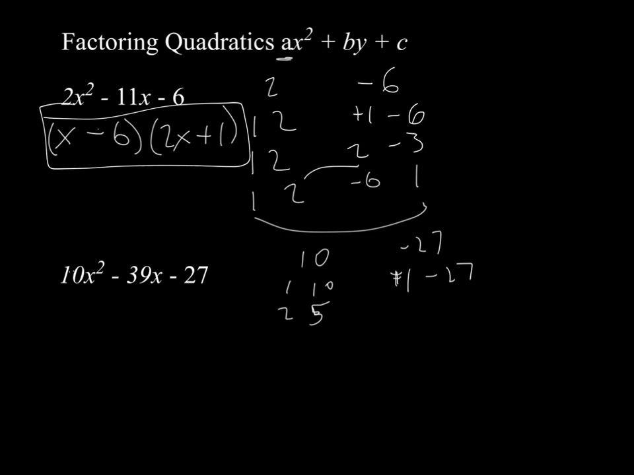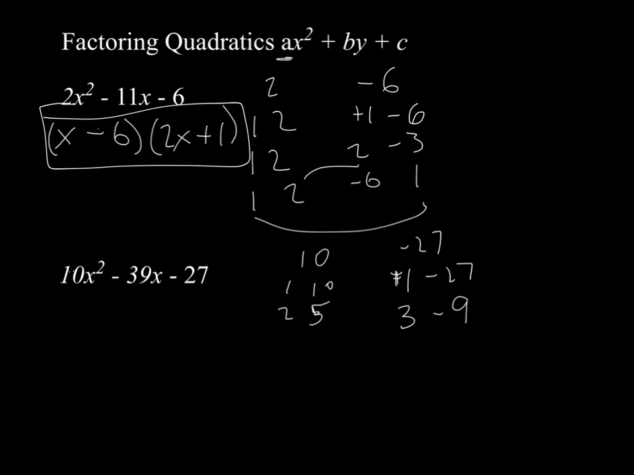Then we have 2 doesn't go in. 3 goes in. 3 times negative 9 would give you 27. 4, 5, 6, 7, 8. No, they're back to 9. So it looks like these are our only combinations of factors here. So let's see, 1 times negative 27 is negative 27 plus 10.